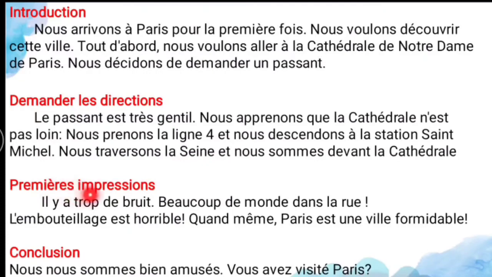And third one is première impression, that is first impression. Il y a trop de bruit, so there is too much noise, et beaucoup de monde dans la rue, and a lot of people in the street. L'embouteillage est terrible, it means the traffic jam is horrible. Anyway, Paris est une ville formidable. So anyway, Paris, it's a great city. So this is all about the first impression. So first impression is there is a lot of noise, second, a lot of people in the street, and third, the traffic jam is horrible.